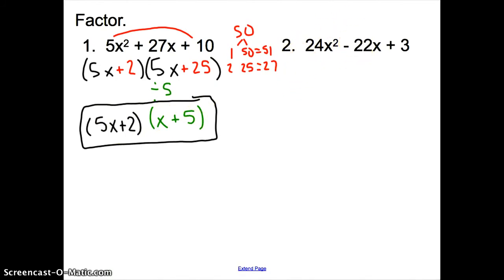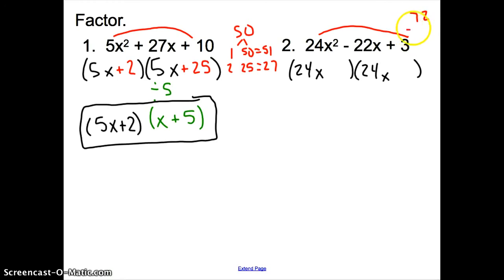The very first thing we want to do is to bring the 24x down into each set of parentheses. Now, what's my next step? I want to multiply the first number times the last number if they're in order. So 24 times 3 is 72. So now let's start finding some factors of 72, but that add up to a negative 22. So if they add up to a negative, but multiply to a positive, I know that both of my factors have to be negative.